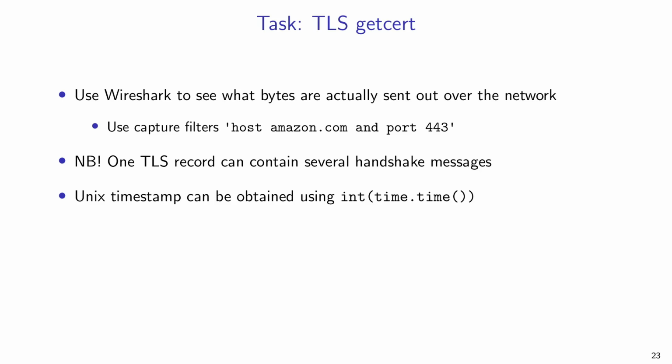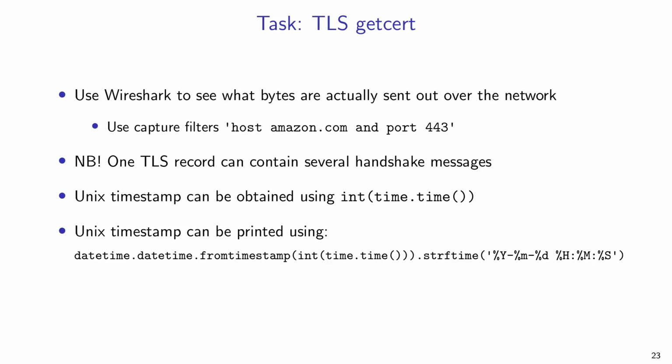Unix timestamp can be obtained using the time function and casting it to int, because time also returns the milliseconds after the comma, but we are only interested in full seconds here. Unix timestamp can be printed out using the datetime fromtimestamp function to convert the timestamp to a datetime object. Then we can print out what the datetime object contains in the format we like using the strftime method, specifying the format using the format codes year, month, date, hours, minutes, and seconds.